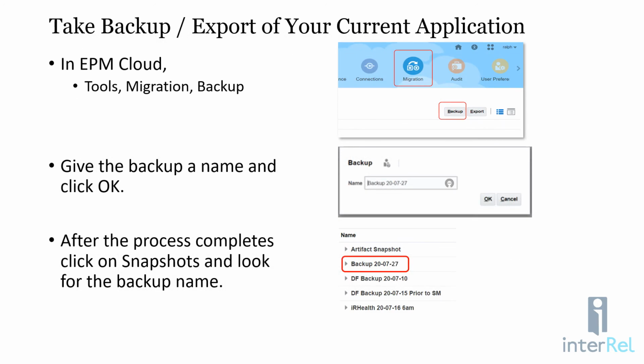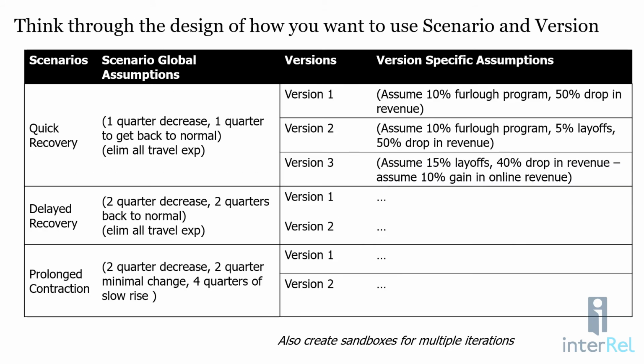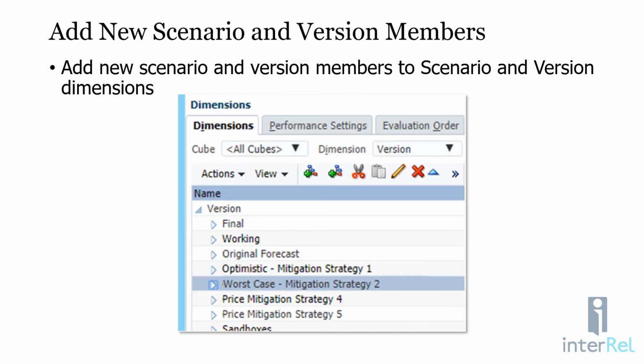Create a backup of the application for safety. Think through the what-ifs you want to model. Determine their criteria and create sufficient scenarios and versions for modeling them. Once you know what you need to model, create the scenarios and versions.